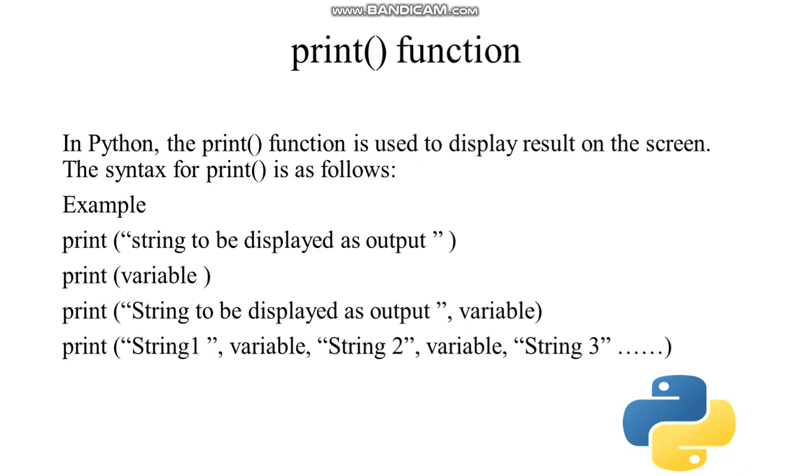Next, if you want to print the value of any variable, you do not have to use single or double quotes. Next print statement is, suppose you want to print the value also and the string also, enclose the string in double quotes, write comma, and then write the name of the variable whose value you want to print.